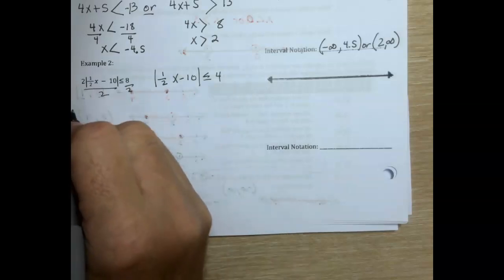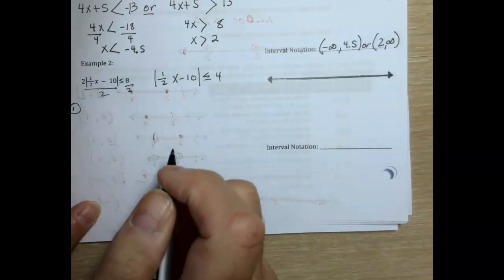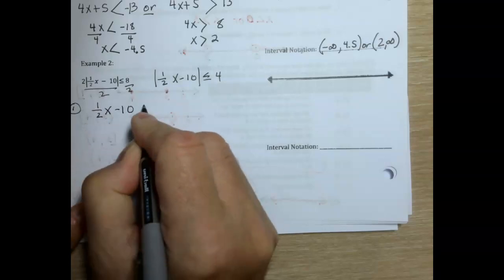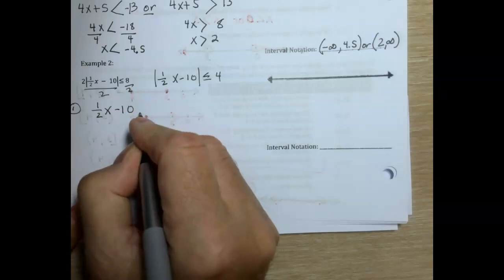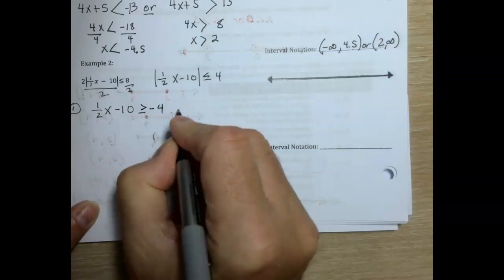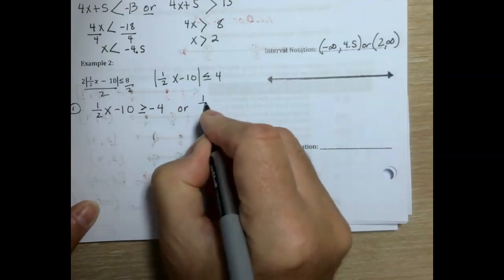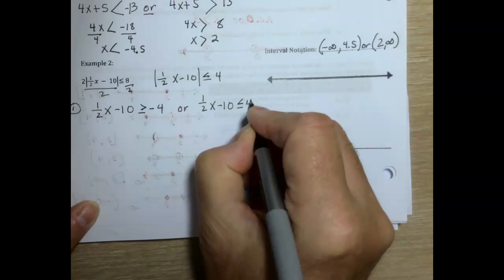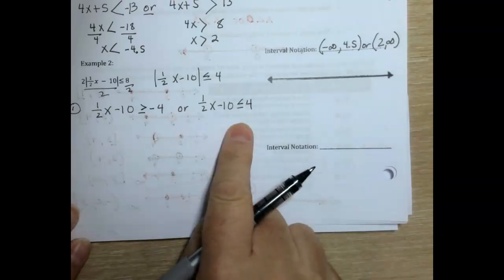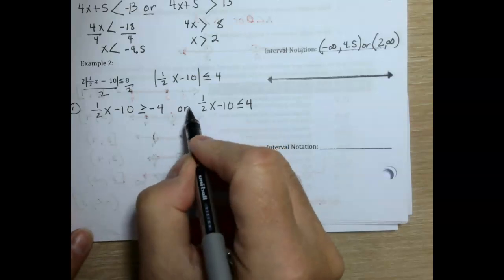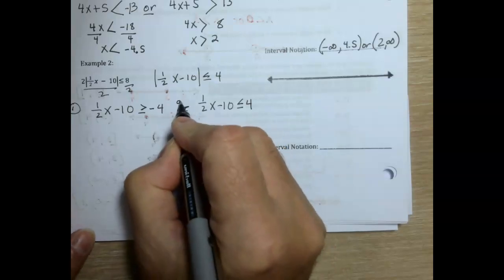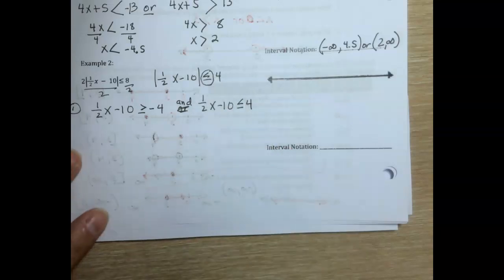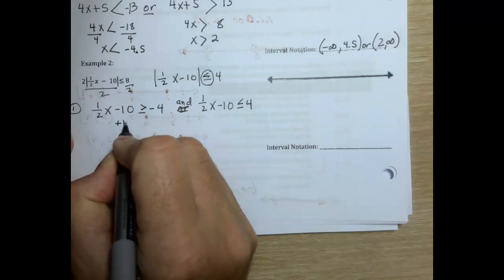The first one would be 1/2 x minus 10 is greater than or equal to negative 5, and 1/2 x minus 10 is less than or equal to positive 5. Those are two inequalities, and this is an "and." Why? Because this is a center, an "and" inequality, less than or equal to.